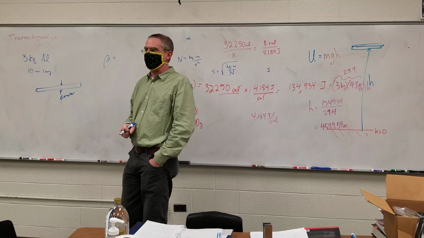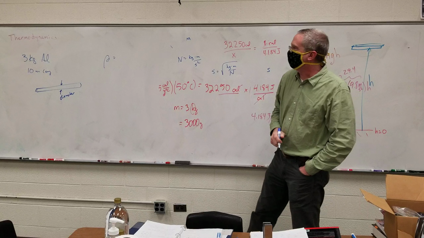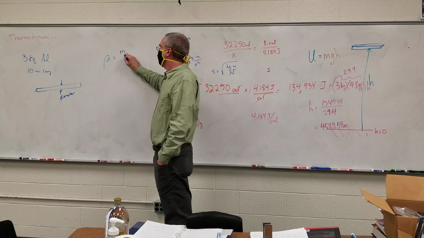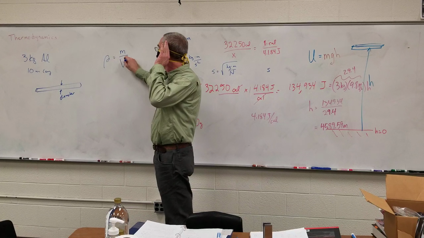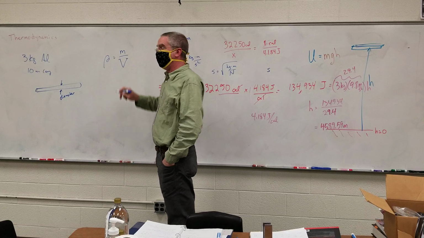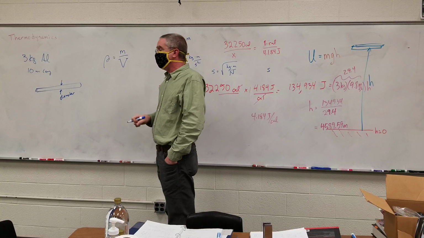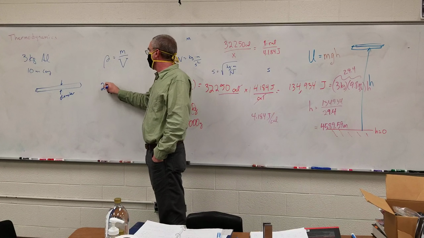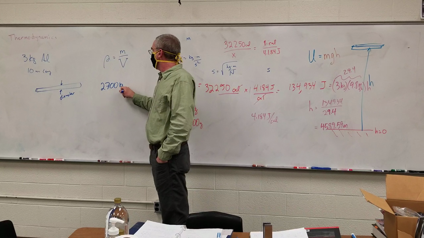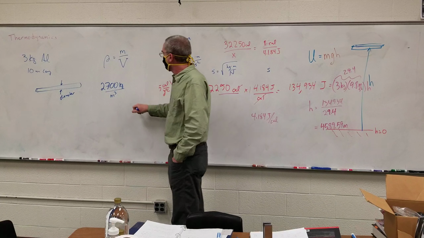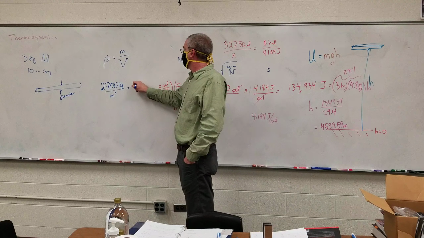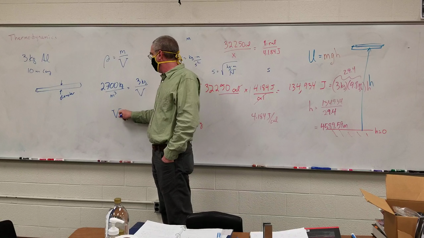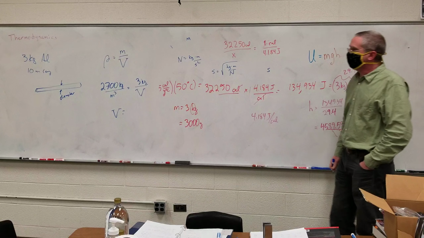Density. Let's bring density back. What is the formula for density? The mass over volume. I know what the mass is. I just need to find the volume. Density, something I would look up, and let's deal with SI units. It's 2,700 kilograms per cubic meter, and that's equal to my mass, which is 3 kilograms, per volume. So what is the volume of my aluminum?